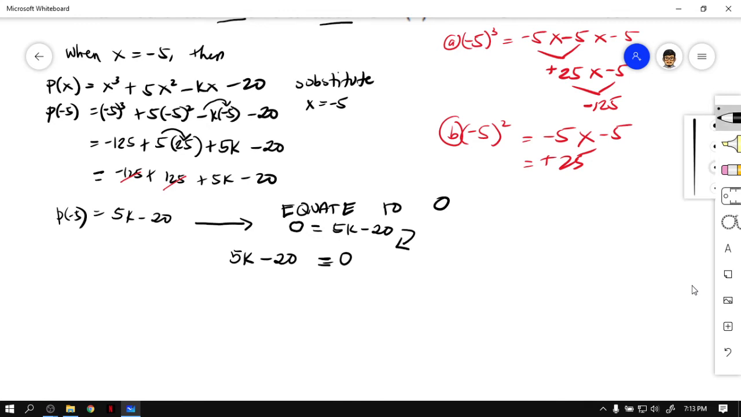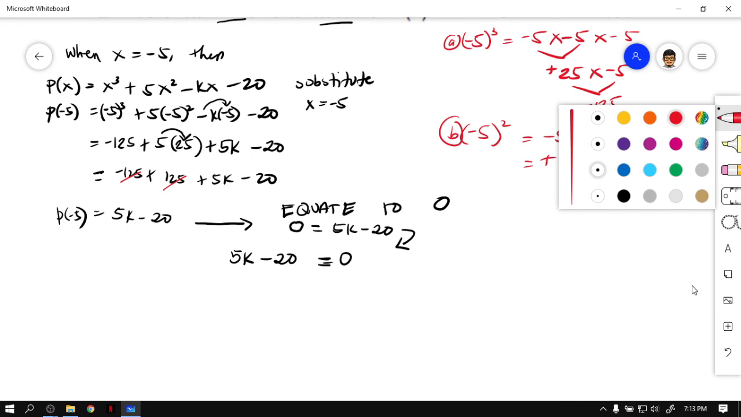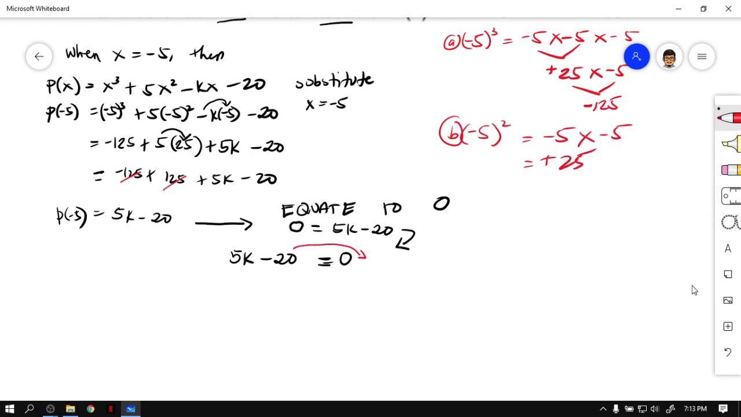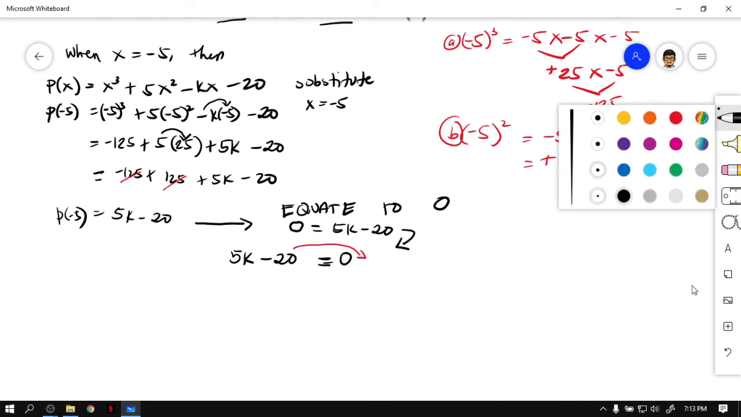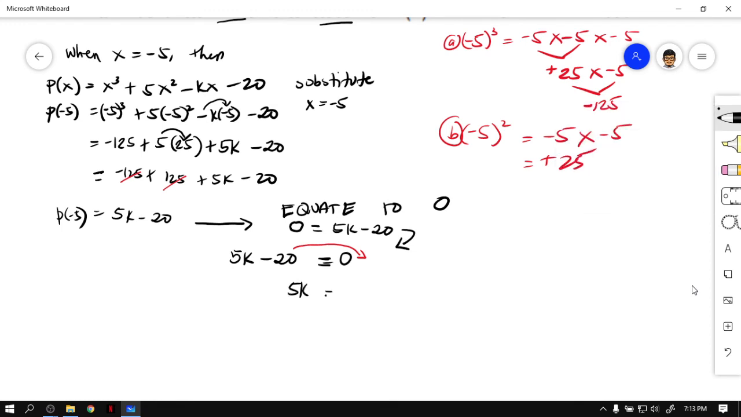Paano yon? Let's first transpose negative 20 to the other side of the equation. Okay? So, magiging 5k is equal to, from negative 20, magiging positive 20. And then, to find for the value of k, you have to divide both sides by, should I say 5? Divide both sides by 5. And then, cancel out. K now is 20 over 5. And 20 divided by 5 is 4. So, therefore, the value of k is 4.